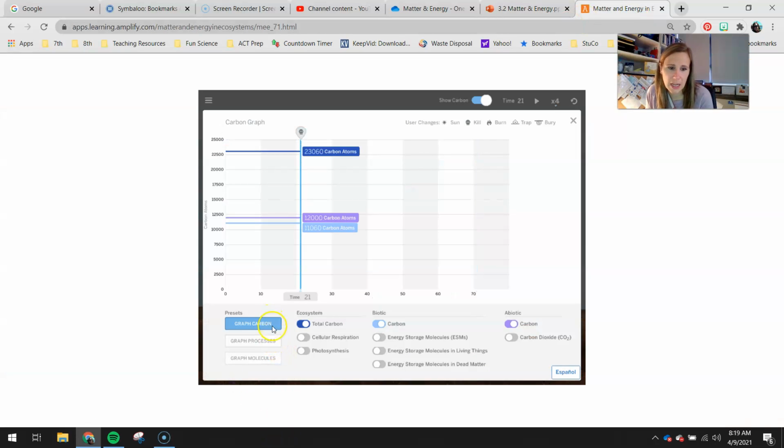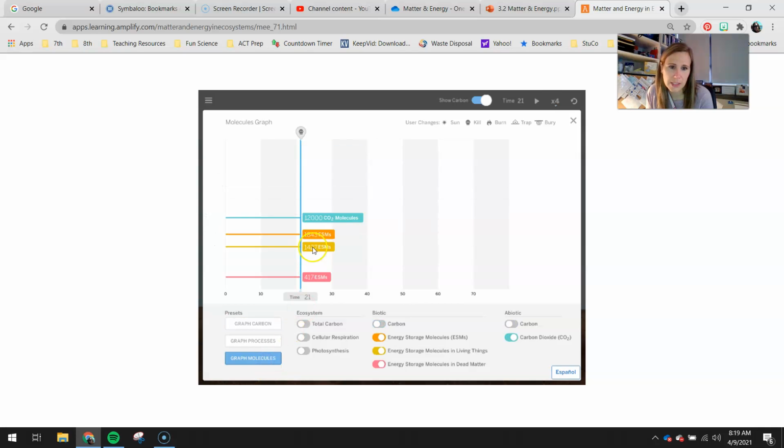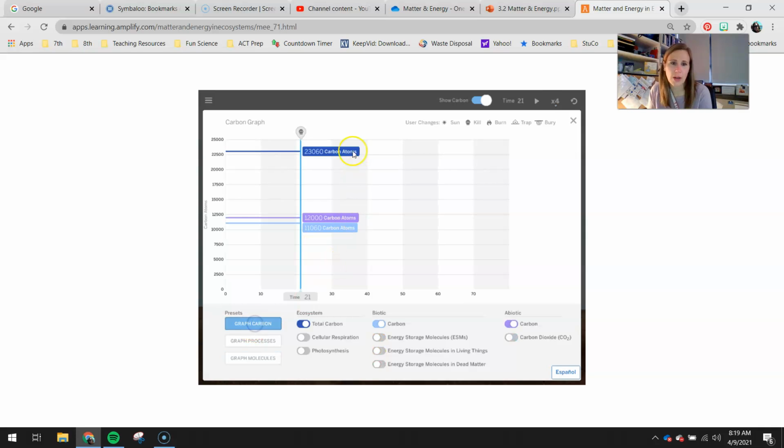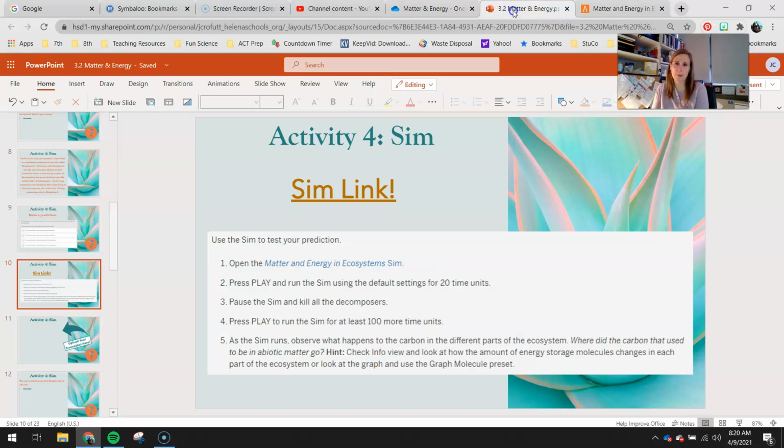If you look at graph molecules, you can see the amount of carbon dioxide ESMs here, or if you go to graph carbon, you can take a look at the total amount of carbon as well. The total carbon in your biotic matter, which is your living matter like producers and consumers, is that light blue color, and the total carbon in the air is that purple color. Okay, so you can observe what happens, like I said, or you can do graph molecules here.